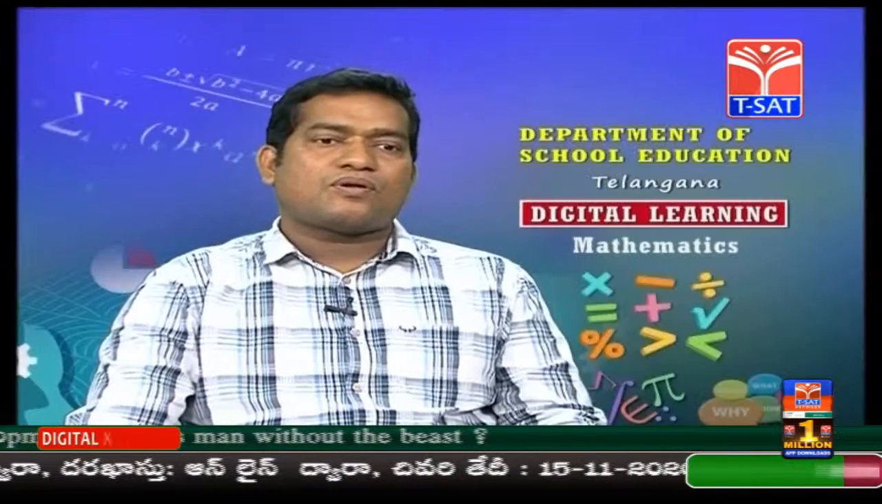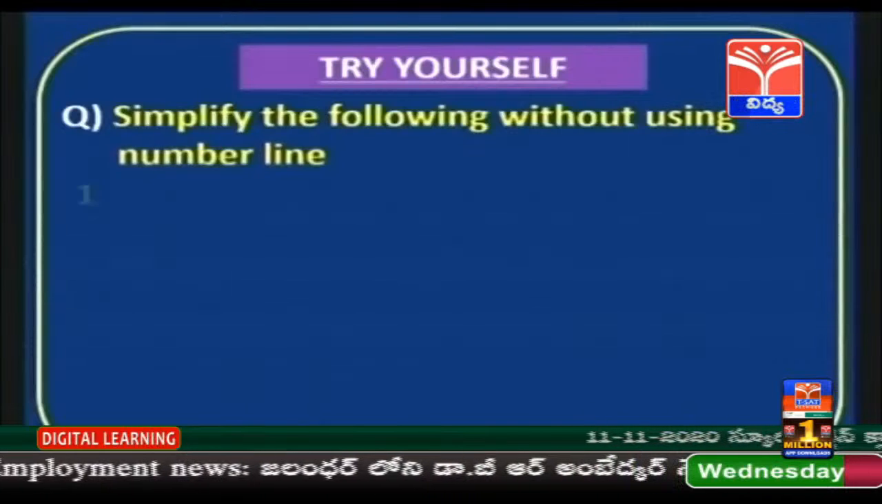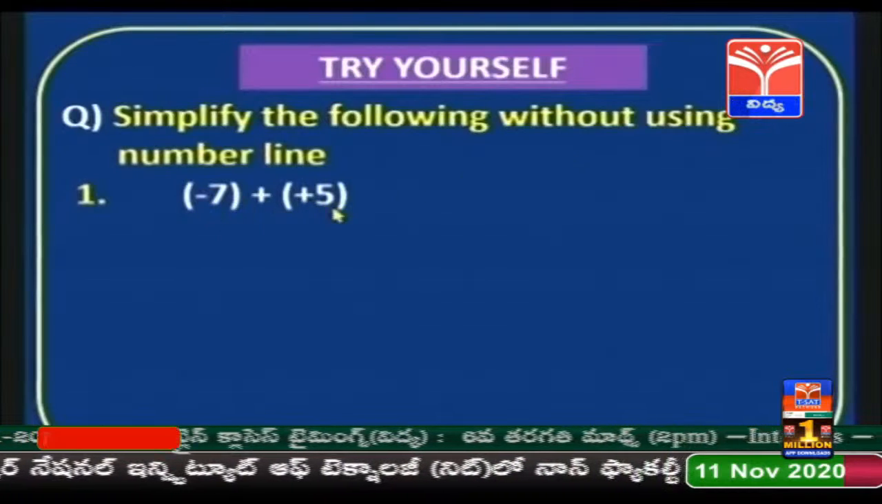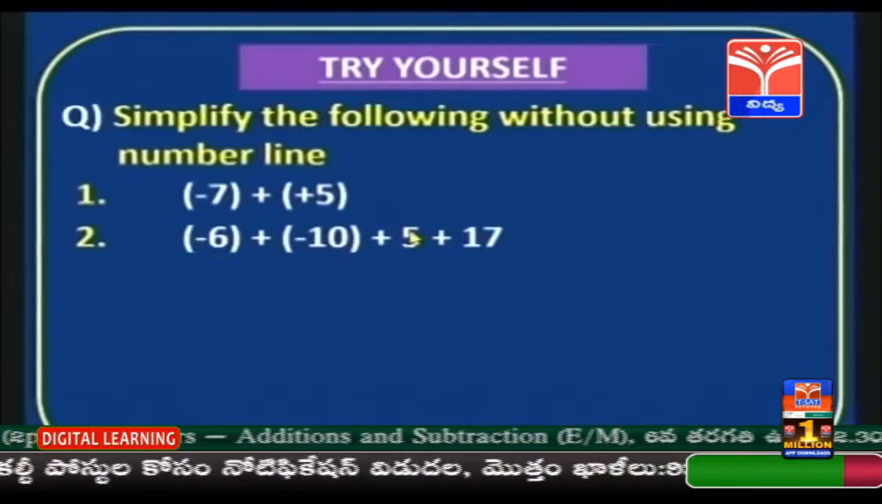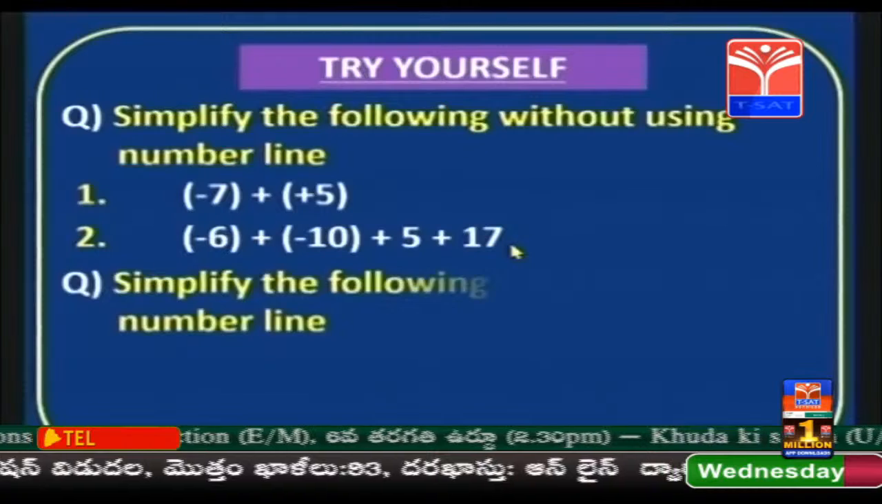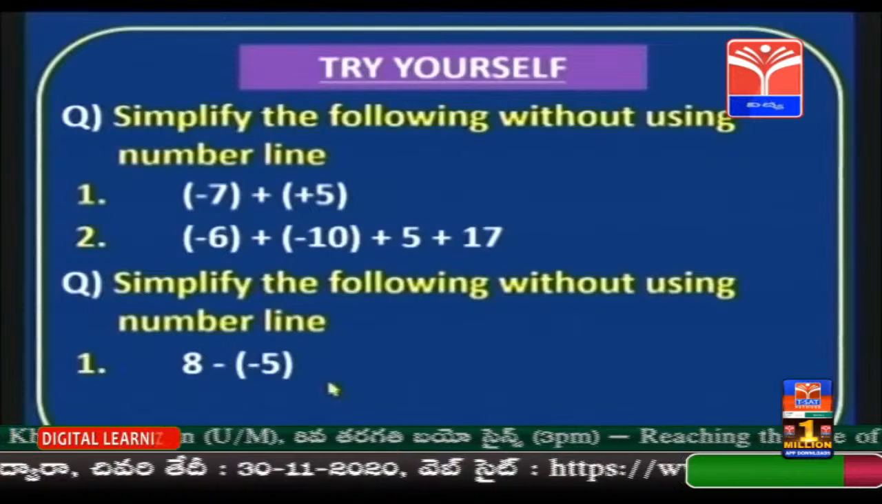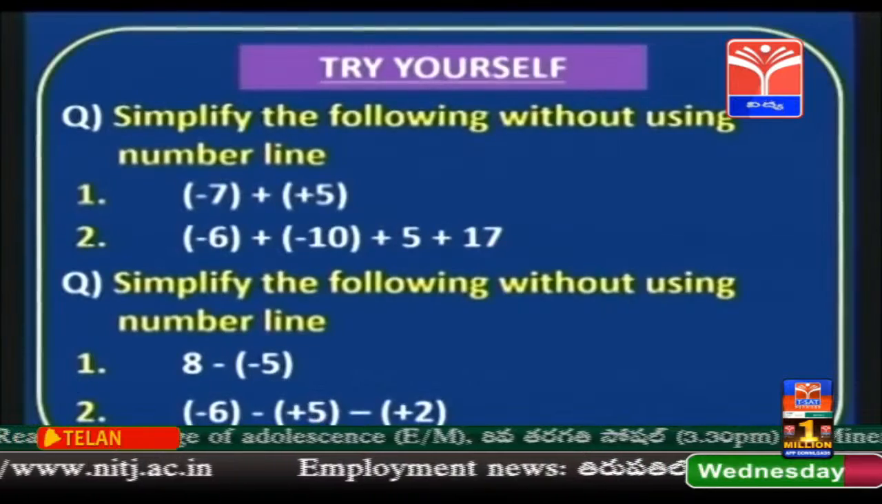Children, like this you can solve problems without using number line by these two methods. You can use counters and without using counters also you can solve problems from your textbook. Now try yourself. Simplify the following without using number line. Minus 7 plus of plus 5, minus 6 plus of minus 10 plus 5 plus 17. Simplify the following without using number line. 8 minus of minus 5, minus 6 minus of plus 5 minus of plus 2.